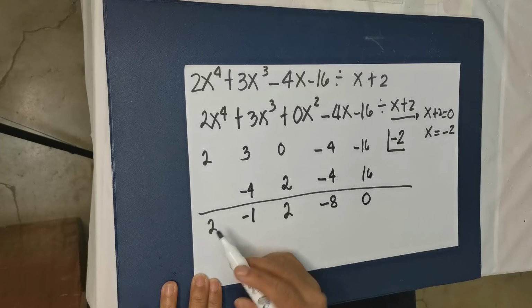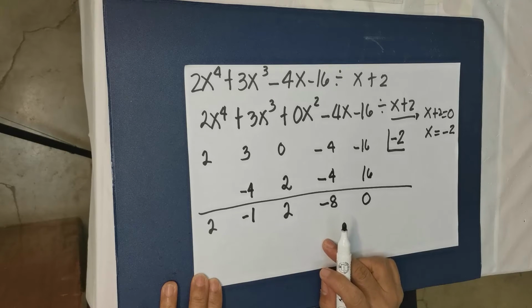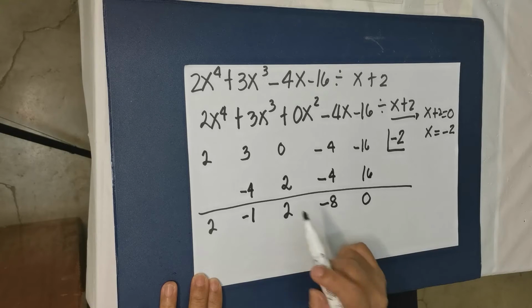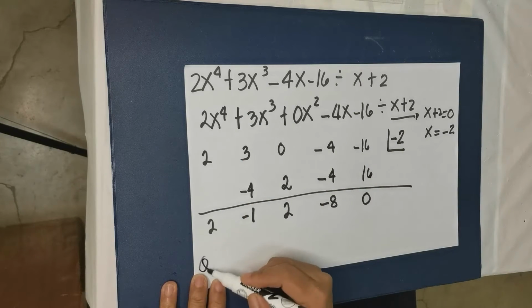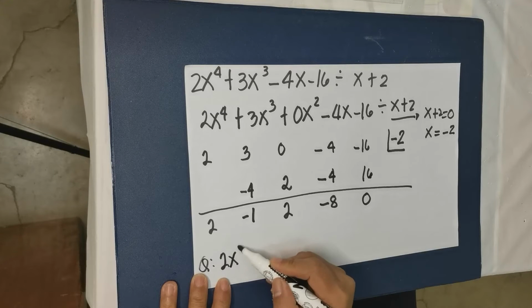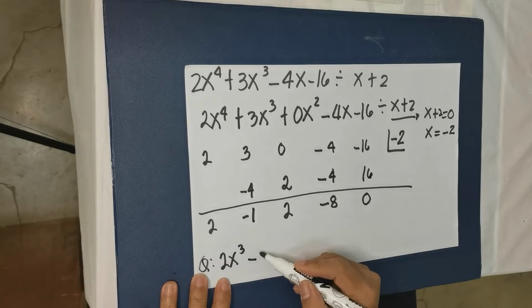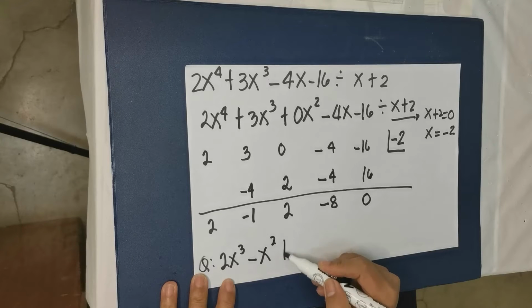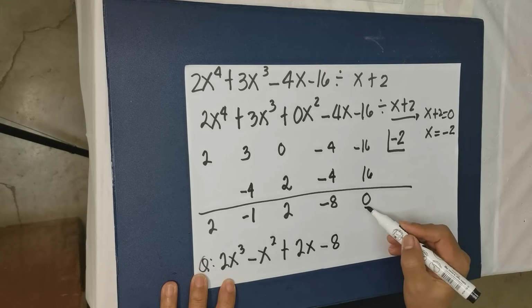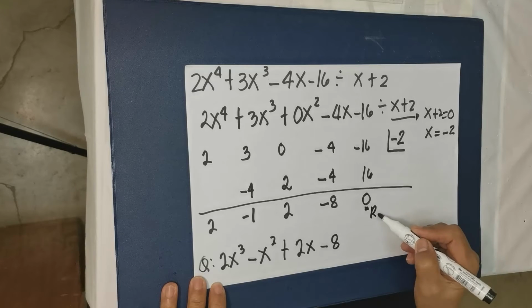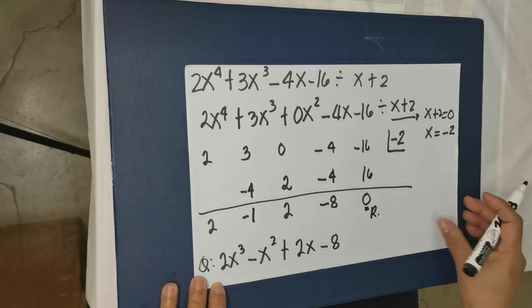So again, these are the numerical coefficients and the constant of our quotient. So since that is raised to 4 and this is 1, we will start with your 2x cubed minus x squared plus 2x minus 8. Our remainder is 0. So there's no need to write the 0 here.